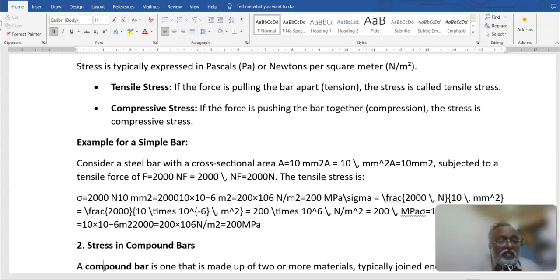Example for a simple bar. Consider a steel bar with the cross-sectional area A equal to 10 millimeter square, which is subjected to a tensile force of 2000 Newton. The tensile stress is P by A, force applied by the area. Here we have to do the calculations.